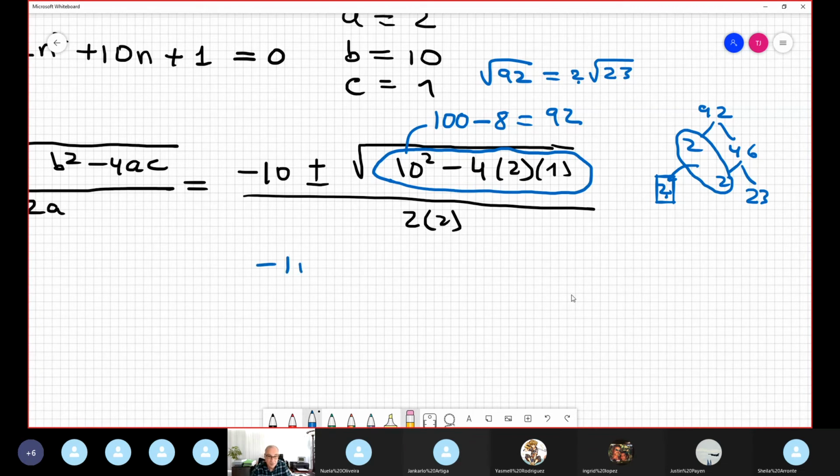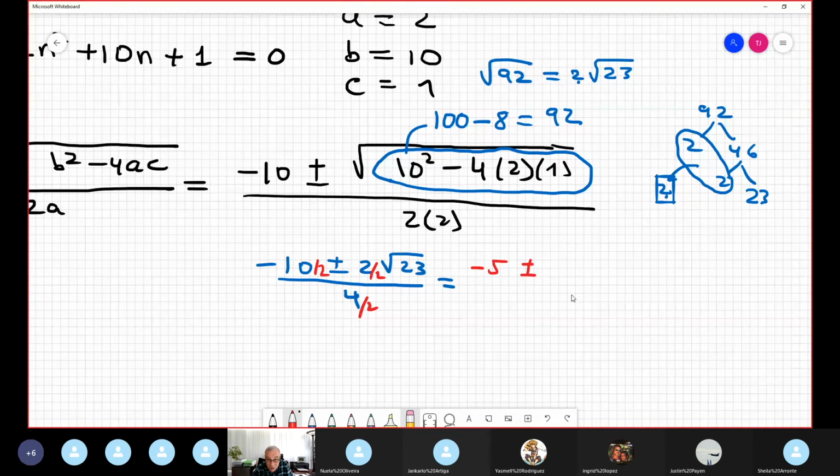So minus 10 plus or minus 2 radical 23 over 4. In this case, yes, I highly recommend that you split this common denominator, or mentally another shortcut to do it super fast. You divide by 2, by 2, by 2, and by 2 outside the radical. So negative 5 plus or minus 2 divided by 2 is 1, radical 23 divided by 2.